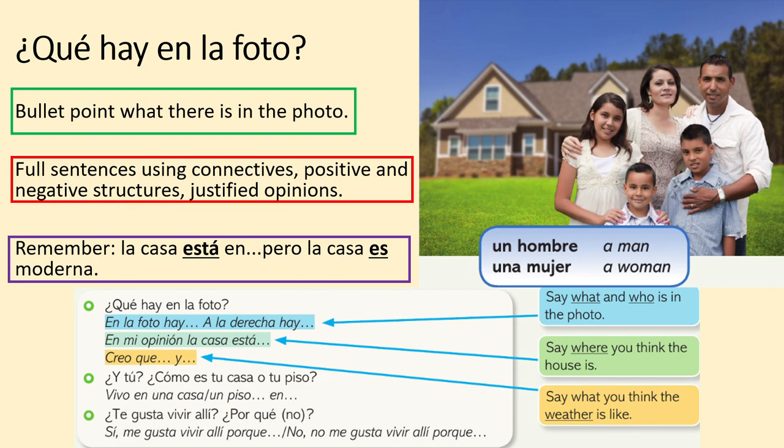Positive and negative structures. Don't keep saying hay for there is. You could say no hay, as in there is not. And give some justified opinions. So you've got an example down here. Creo que, I believe that. And then we could expand it. Make sure you're telling me por qué, because. Porque es, because it is. Have a look at this structure down here as well to support you. This is all on the worksheet. And remember, la casa está en, pero la casa es moderna. Location with está and describing what it's like, if it's modern, es.